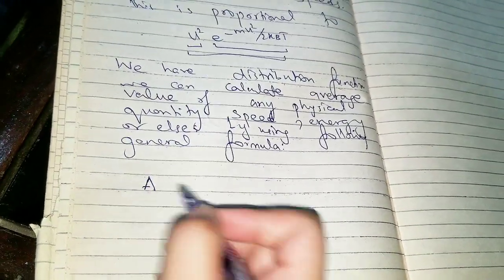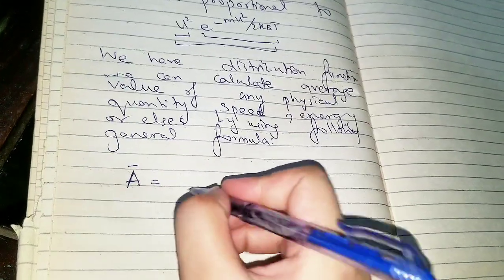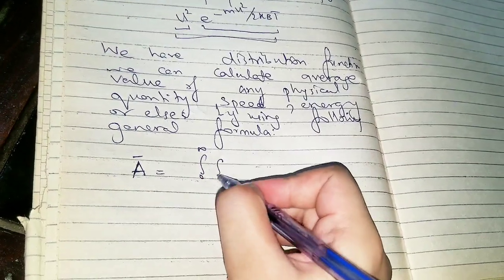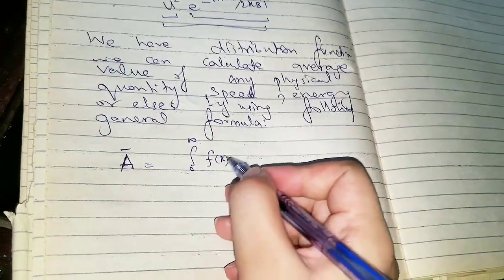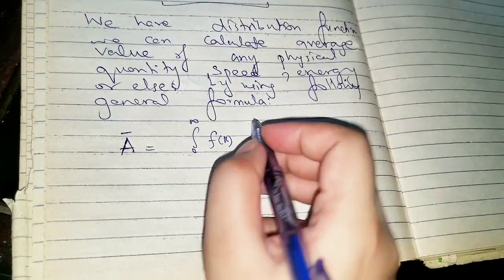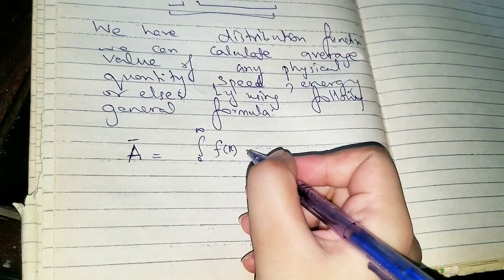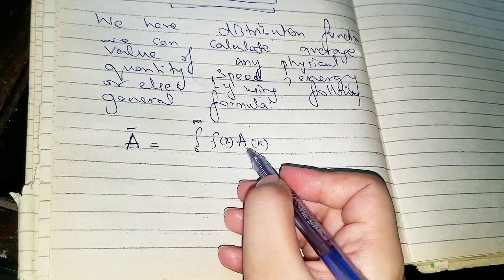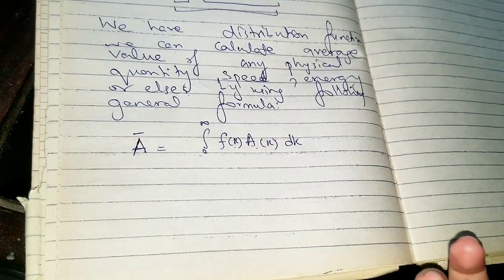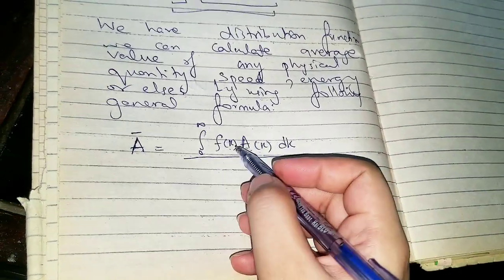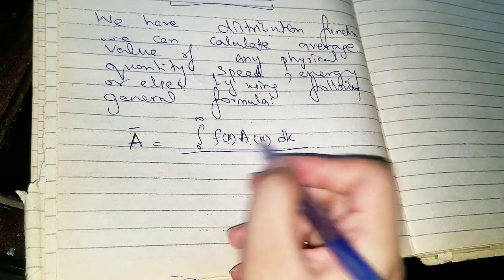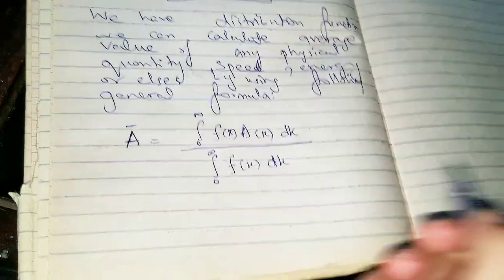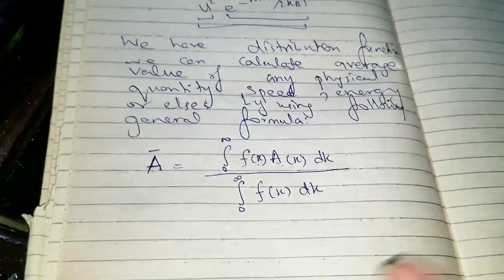For example, we want to find the average value of some quantity A. The general formula will be the integral from 0 to infinity of f of k, which is the distribution function, or f of u, depending on what space you want to consider, multiplied by A of k, divided by the integral from 0 to infinity of f of k dk. If you are considering k space, then this function will be in k space as well. All of them will be in the same space. If it were u, it would be u all over here. Simply, this is the expression for the average value.